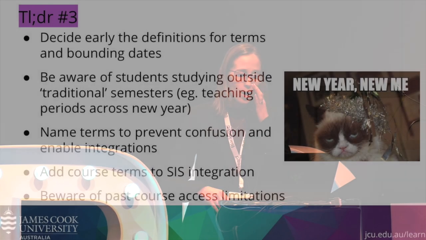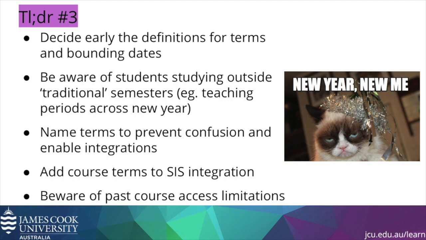So my third takeaway from that is decide early about your terms and how you're going to implement them. And be aware of students who are studying outside the normal semester zones. For us, that's our students who are studying in that third study period that goes over Christmas, so our Singapore and Brisbane students. If you name them really well, you'll help prevent confusion and also get them into your SIS integration, because managing this stuff manually is awful. Managing anything manually is awful, but terms are particularly difficult to deal with. And also, as I said before, be aware of past course access limitations.